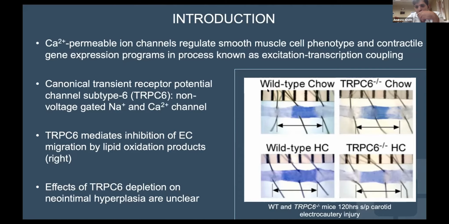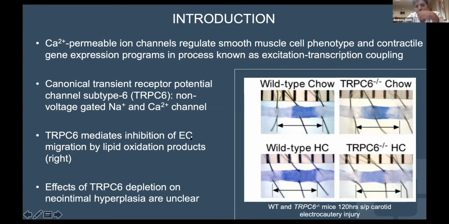Images of the explanted carotids are shown here, where the amount of blue staining reflects subendothelial collagen, thus de-endothelialized areas of the vessel. What one can see in the wild type mice is that high cholesterol leads to an increase in blue staining, and therefore is associated with decreased endothelial migration onto the injured segment of the vessel. And the effect appears to be blocked in TRPC6 knockout mice.